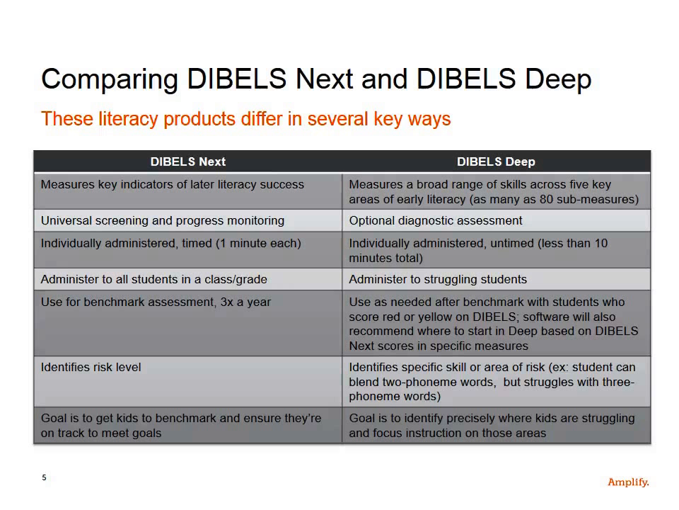DIBELS Next identifies a risk level, so your benchmark goals. If your student isn't reaching the benchmark goal, it will give you a risk level. But DIBELS Deep actually identifies a specific area of risk. So for DIBELS Next, you might know that they're struggling in PSF and phoneme segmentation. But what part of it? Like, is it 2 or 3? So DIBELS Deep helps you focus in on those very specific skills.